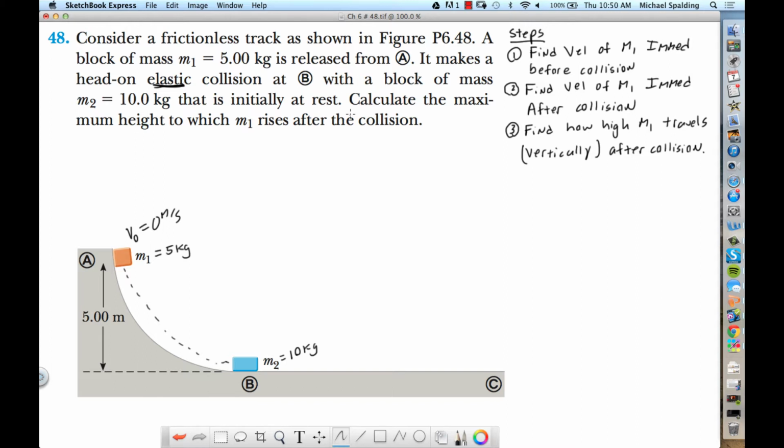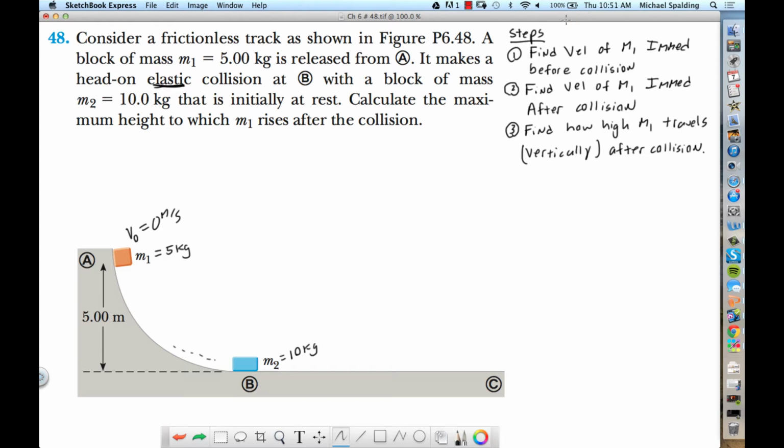the question says calculate the maximum height to which M1 rises after the collision. So what's M1 going to do after it collides with M2? It's going to go back up the hill, right? So after the collision, M1 is going to go back up to some height here. And the question wants us to figure out how high it rises after it bounces back to the left. Okay? So I wrote down the steps to solving the problem.